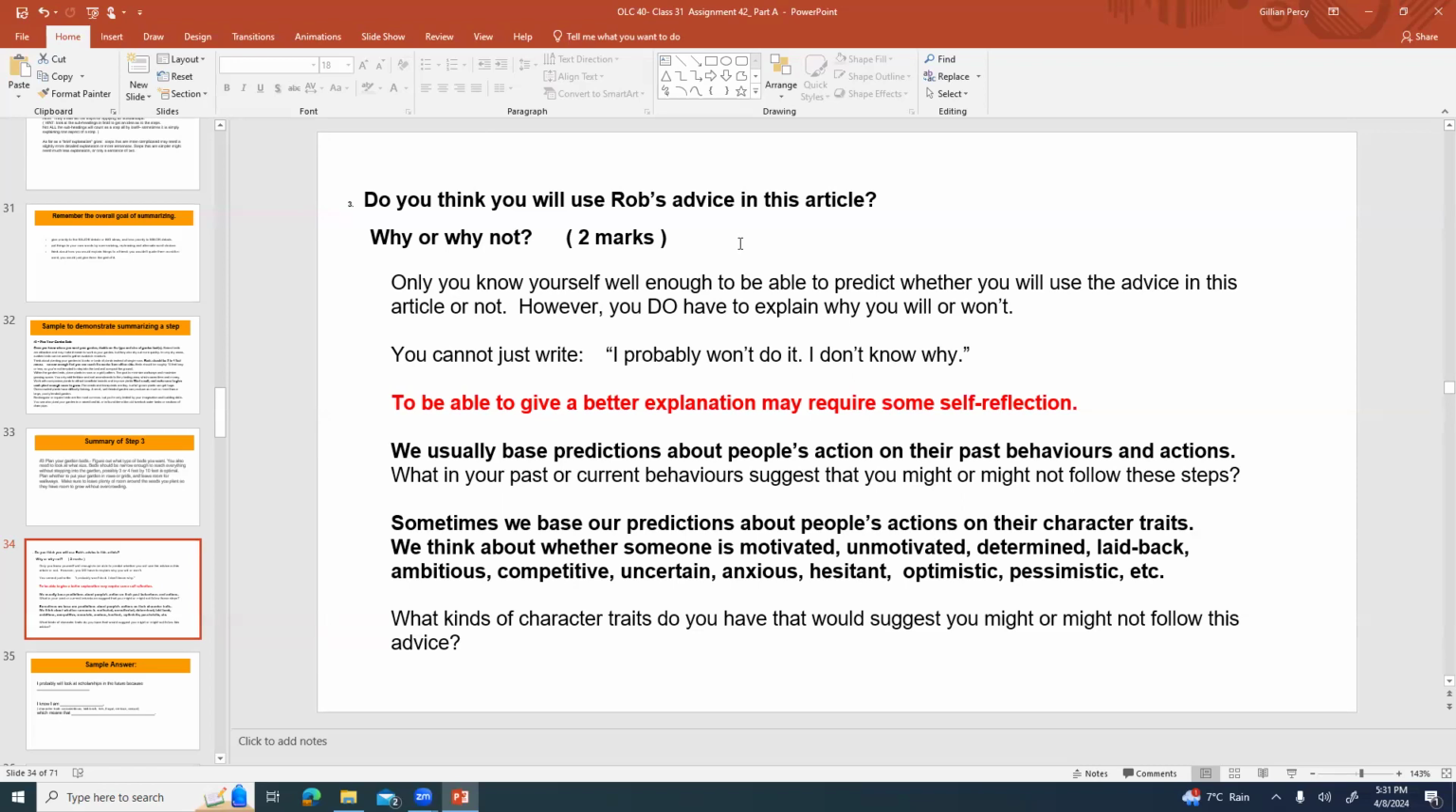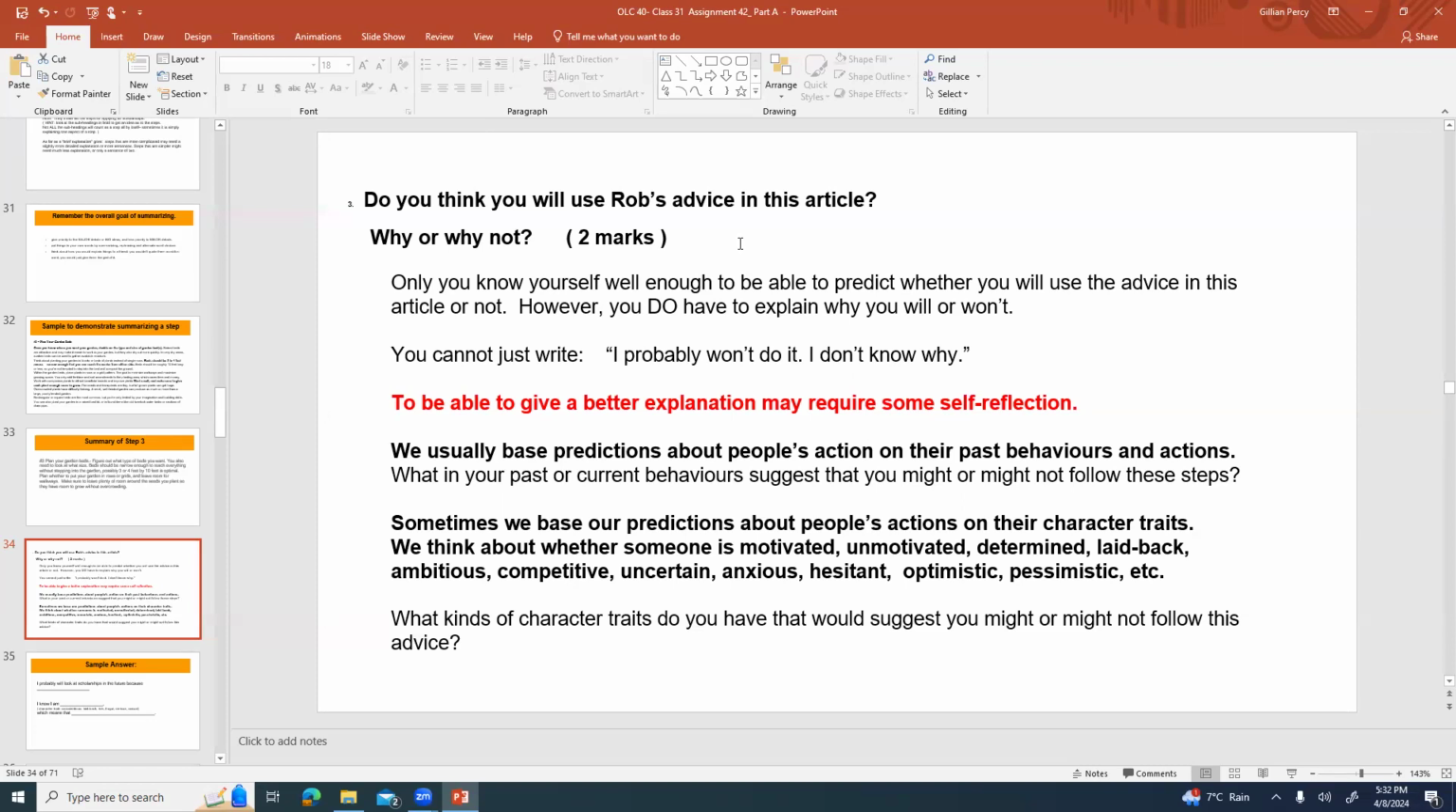I don't know why. To be able to give a better explanation may require some self-reflection. We usually base predictions about people's actions on their past behavior and their past actions. So what in your past or your current behaviors suggests that you might or might not follow these steps? So step outside of yourself for a moment and look at yourself and how you've acted in the past and go, am I the kind of person who traditionally would be applying for something like this?